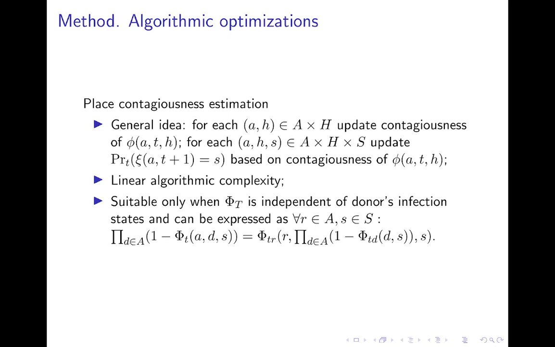First, iterate through infectious agents and, based on their location, update contagiousness of each place. Second, iterate through susceptible agents and, based on their location, update their infection state distribution. In general, this algorithm has linear complexity, but is not suitable for any infection transmission function. This function must not depend on the donor's infection state, or, more generally, it must be decomposed into two functions which obey the following constraint.